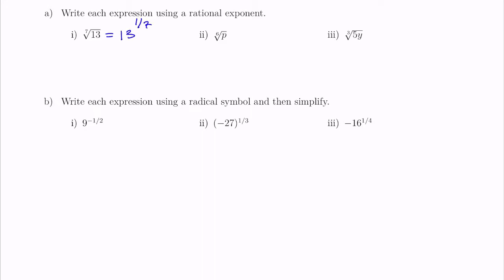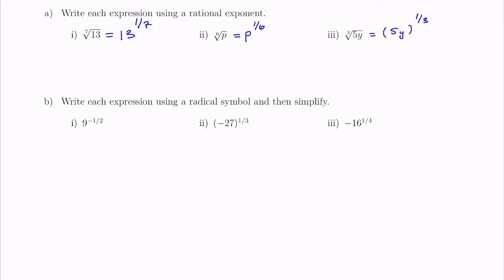In part 2, we have the 6th root of p. A 6th root is the same thing as an exponent of 1 over 6. So this becomes p to the 1 over 6. And in part 3, we have the 3rd root of the quantity 5y. So that becomes 5y raised to the 1/3 power.